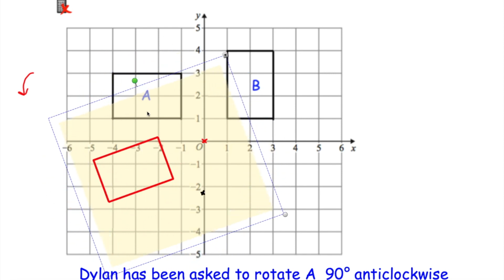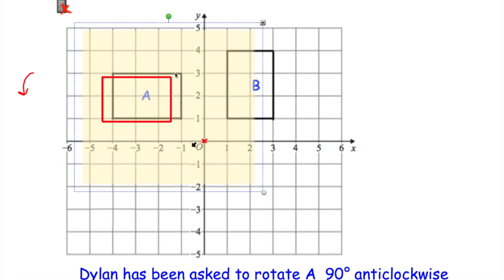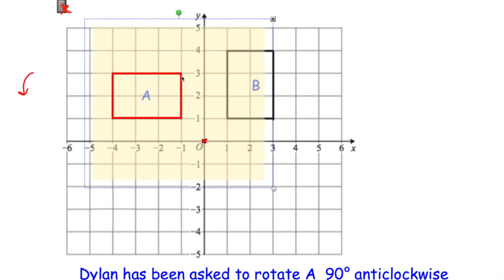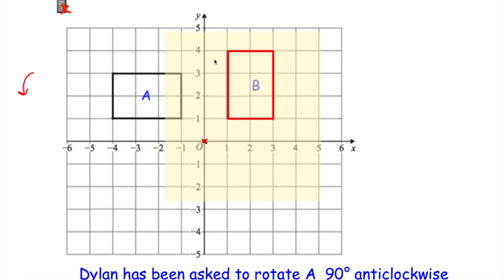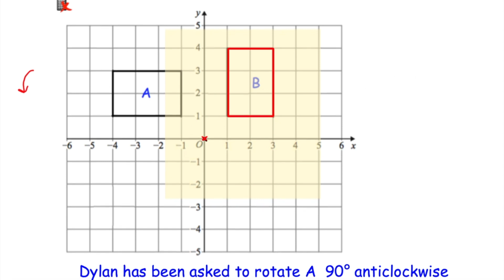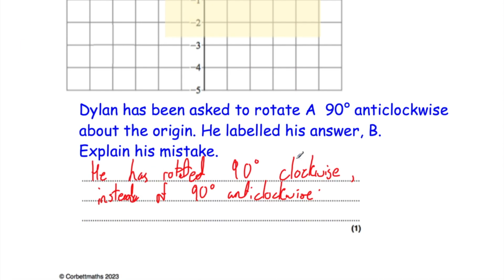Let's actually go back to A and see if that's what he's done, if he's rotated 90 degrees clockwise instead of anti-clockwise. So if we rotate A 90 degrees clockwise instead of anti-clockwise, let's see where A would go to. And as you can see, that's exactly where he's drawn the shape B. So Dylan has actually rotated A 90 degrees clockwise rather than 90 degrees anti-clockwise. So let's write that down. And I've just written down he's rotated 90 degrees clockwise instead of 90 degrees anti-clockwise. And that's it. Okay, let's have a look at our next question.